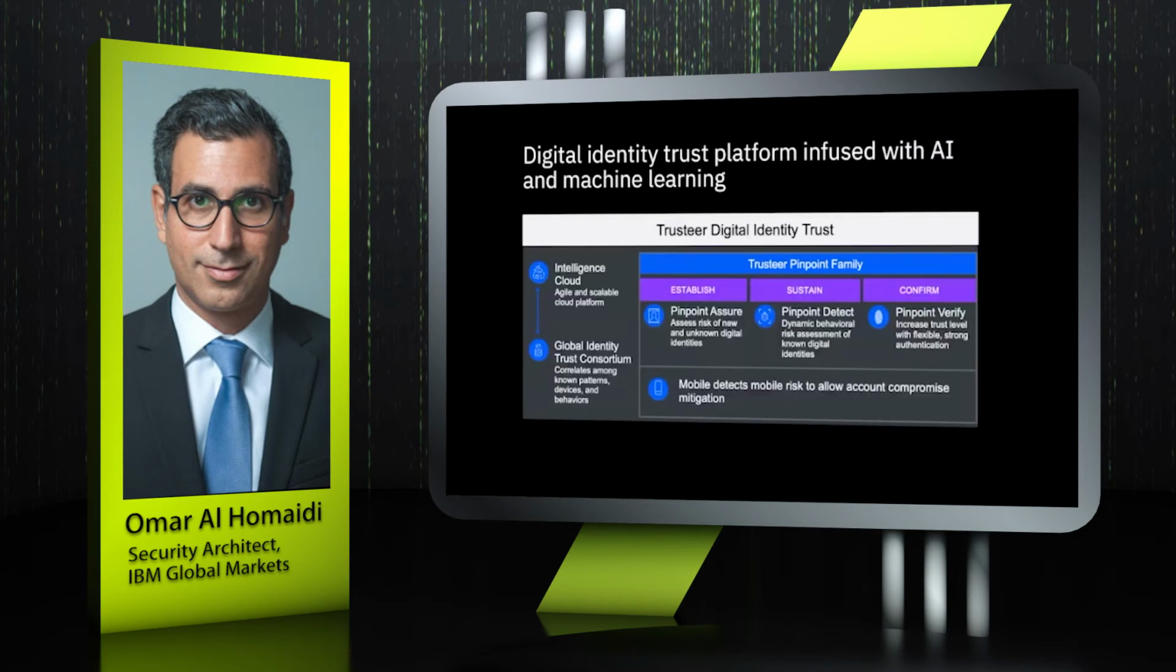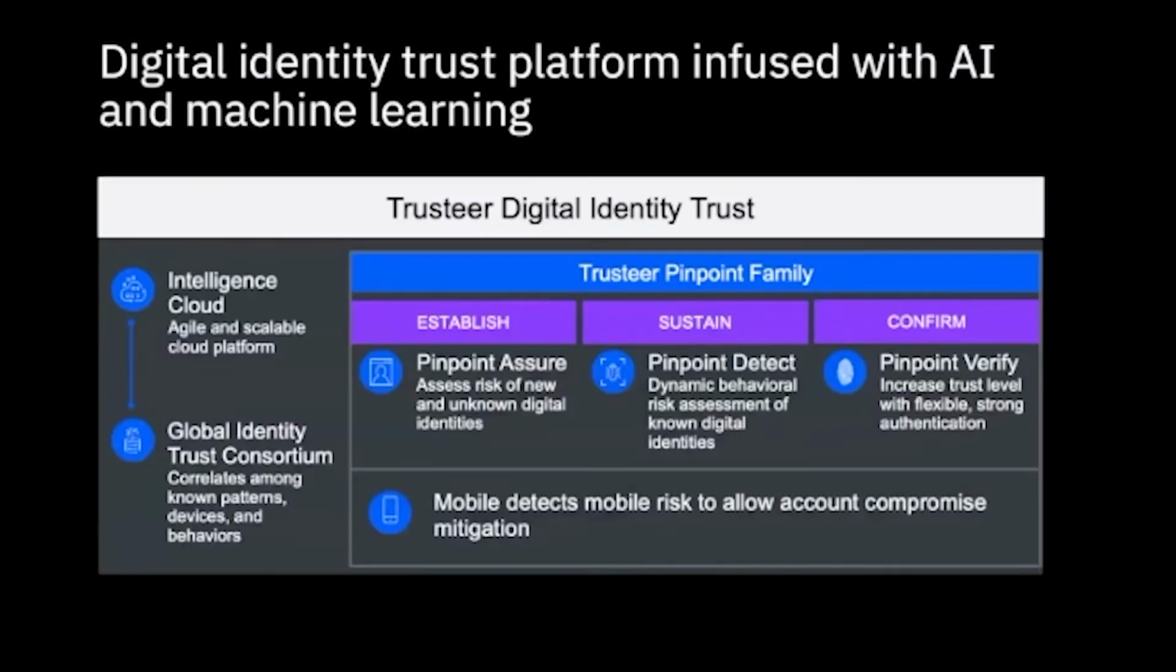Infused with machine learning and AI, IBM Trusteer Pinpoint helps prevent fraud during the customer lifecycle. From the moment the user starts creating his or her account, while they are logging in, throughout the whole session, and until they log out, IBM Trusteer Pinpoint Detect continuously assesses the risk and verifies the user's identity. So if a fraudster takes over the session after the user logs in, for example, a remote access attack, IBM Trusteer Pinpoint will be able to detect the anomaly and alert on it before any fraud occurs.